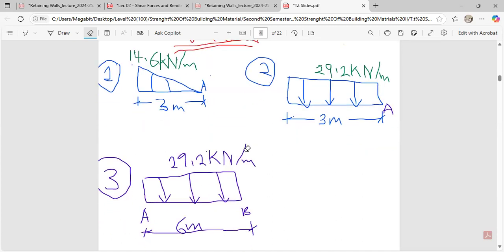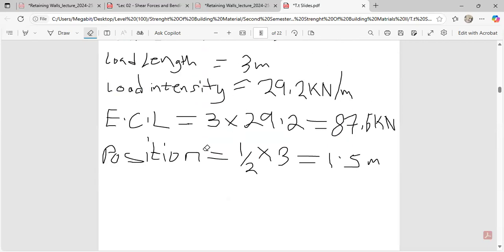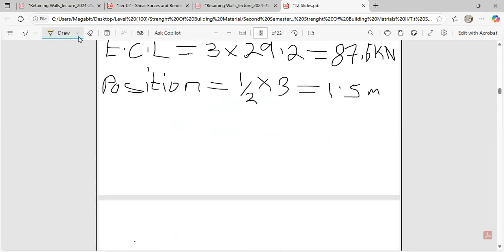All right, so this is our position for section 2. And it was all from what? From support A. This one too was from support A. Okay, both of them.